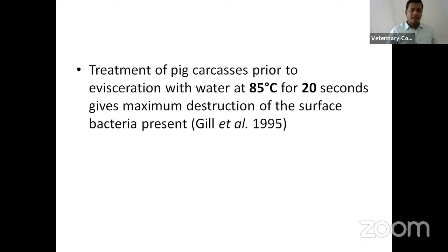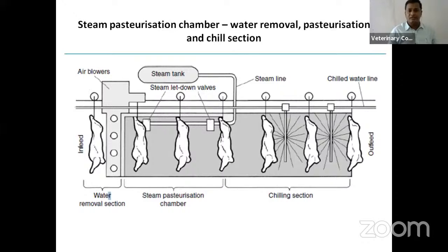For pig carcass, prior to evisceration, they used water at 85 degrees centigrade for 20 seconds, so as to get rid of the surface bacteria. So this is a steam sterilization chamber, wherein the infeeding of the carcass is done like this. It is washed properly, and outfeeding goes to the further chilling section.